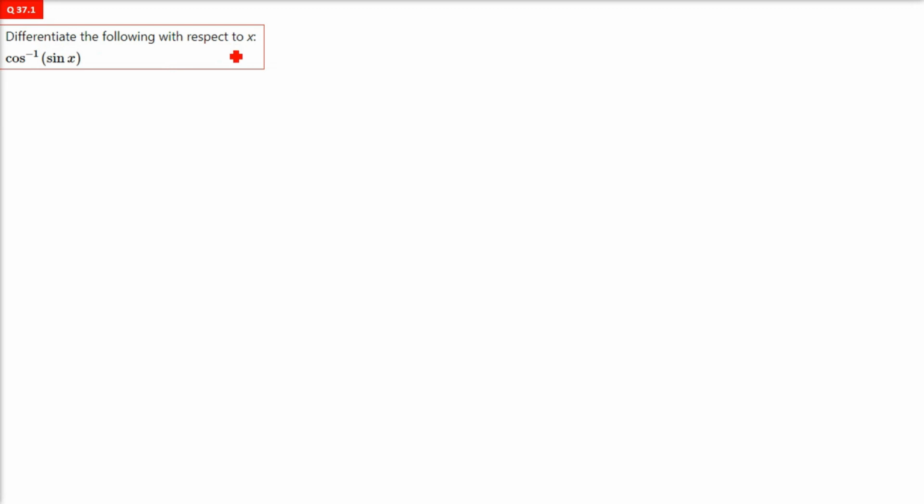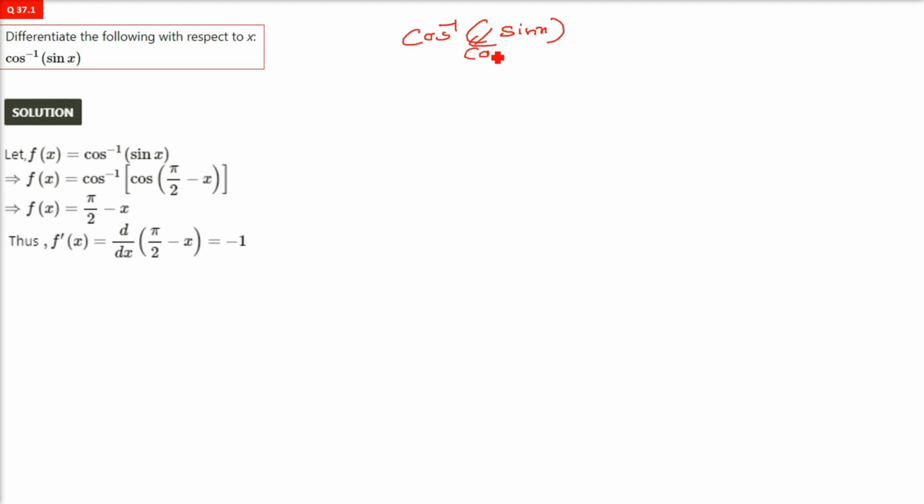Differentiate the following with respect to x. So you have cos inverse of sin x. The whole idea is to convert this sin into cos so that this cos and cos inverse can be cancelled. The whole idea is that. Okay, so how to do this?